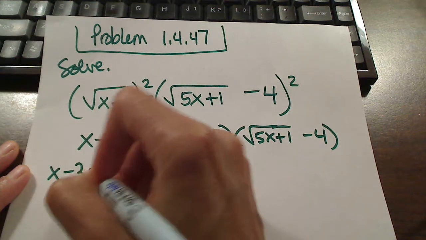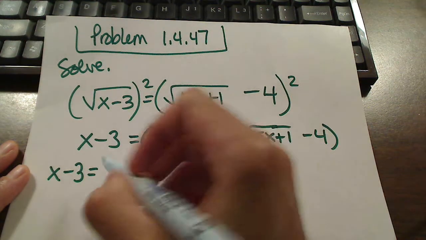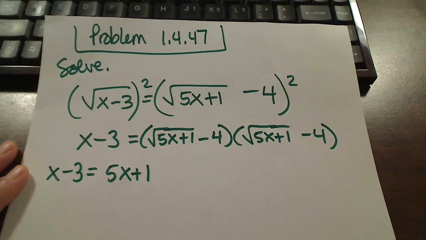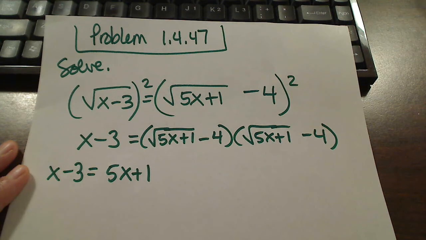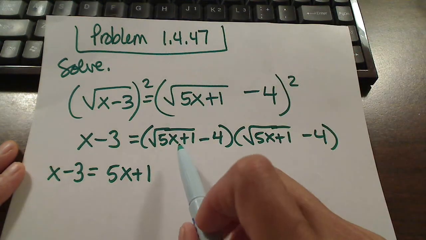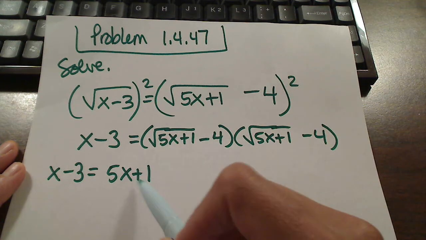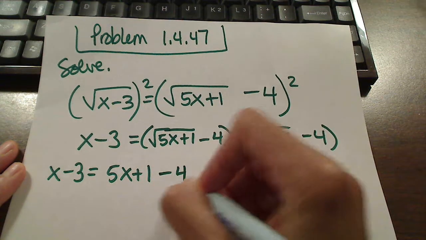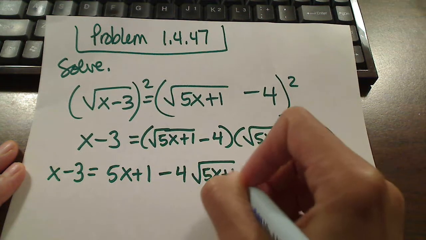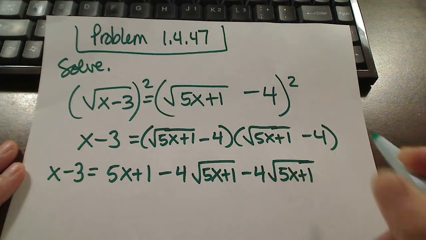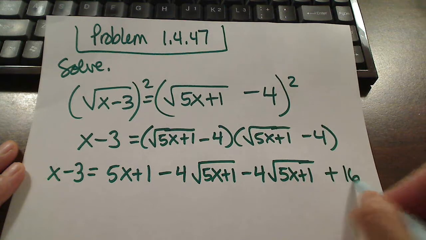And so if we do that, the first, square root times the square root, is going to allow that 5x plus 1 to pop out. So that's the first, square root times the square root there, 5x plus 1 comes out. The outside is minus 4 times the square root of 5x plus 1, and the inside is minus 4 times the square root of 5x plus 1. The last is a positive 16.